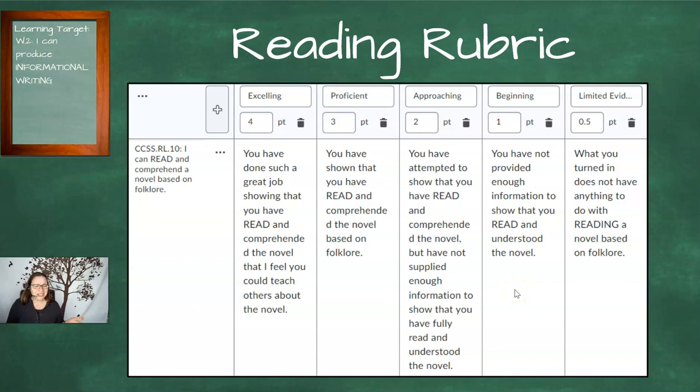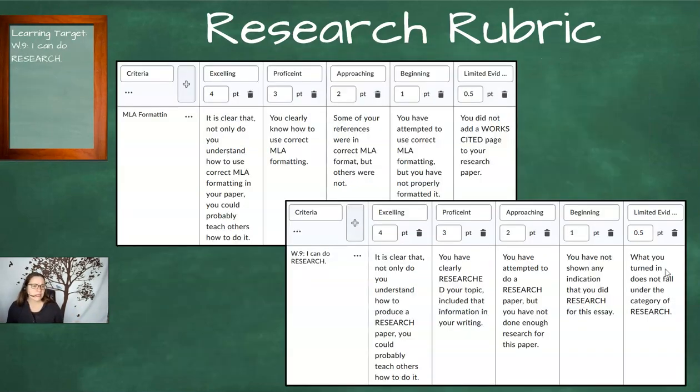Then a beginning would be you've not provided enough information to show that you've read and understood the novel. So you gotta read the novel, you gotta understand the novel, and then prove it to me. So 1, I just don't quite know that you've done that. 2, you've shown that you've read and comprehended it, but not really supplied enough to know that you totally understand all of it. 3 is, yep, you read the novel, you enjoyed it, you understood it, you've proven that to me. And then again, 4, you've done so well, you could probably teach this novel to someone else. So same concept for all these rubrics.